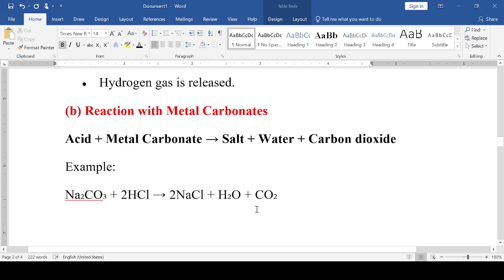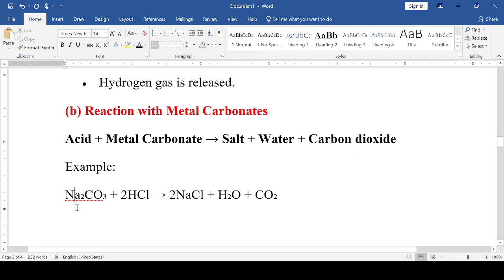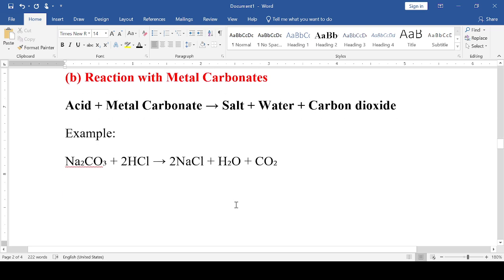A reaction with metal carbonates. The sequence remains the same. Acid plus metal carbonate gives rise to salt plus water plus carbon dioxide. Sodium carbonate, Na2CO3, is taken as the metal carbonate, and hydrochloric acid as the acid. You will get sodium chloride, water and carbon dioxide.